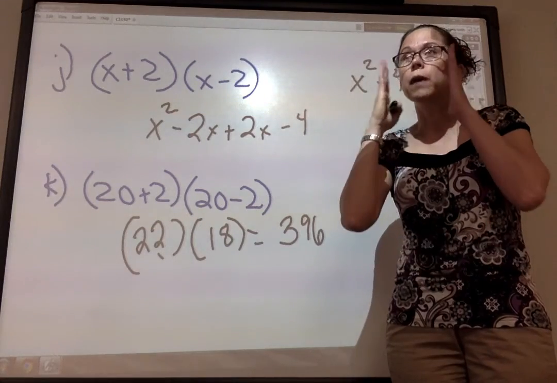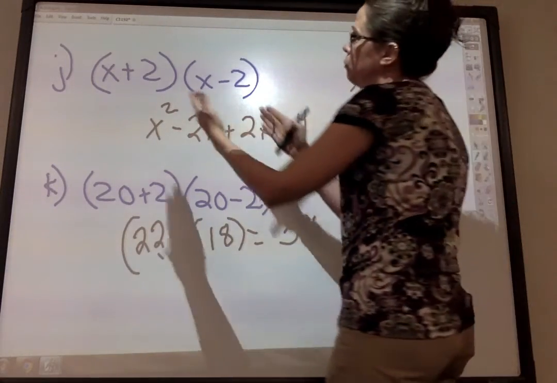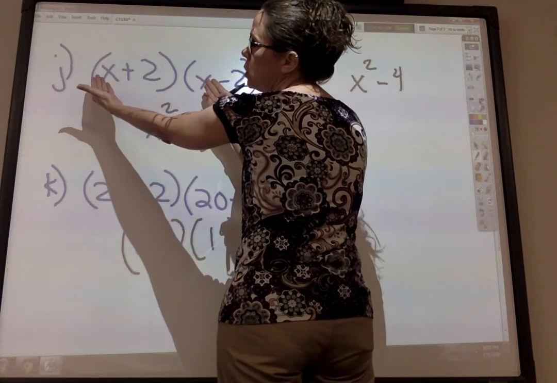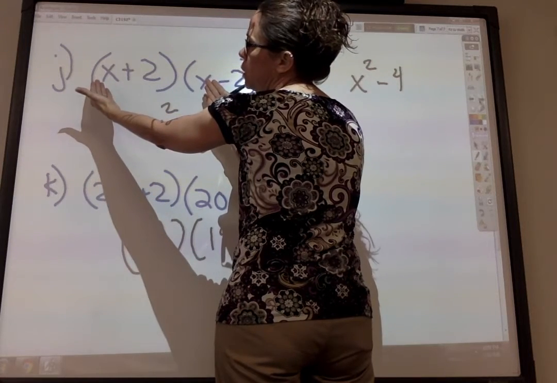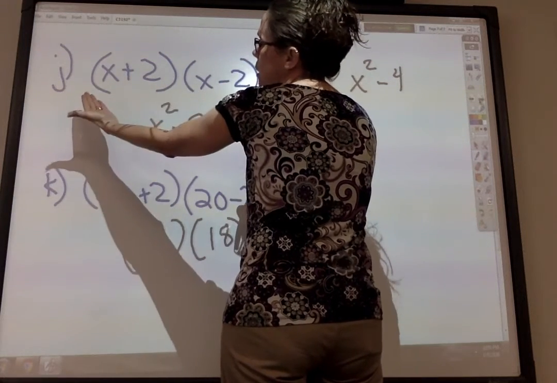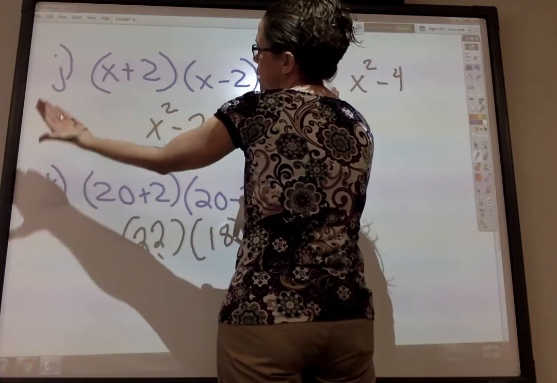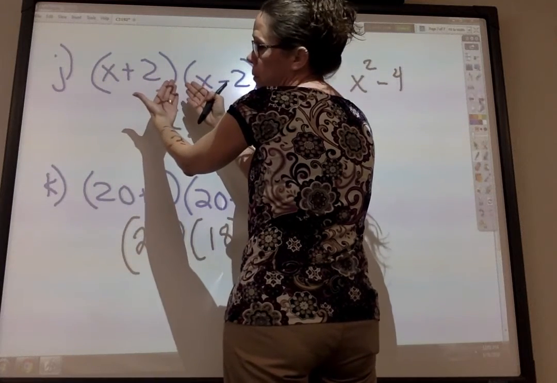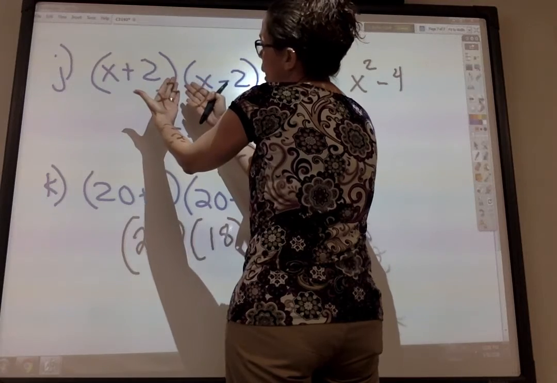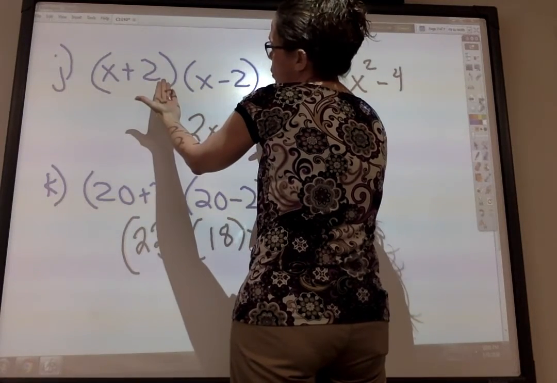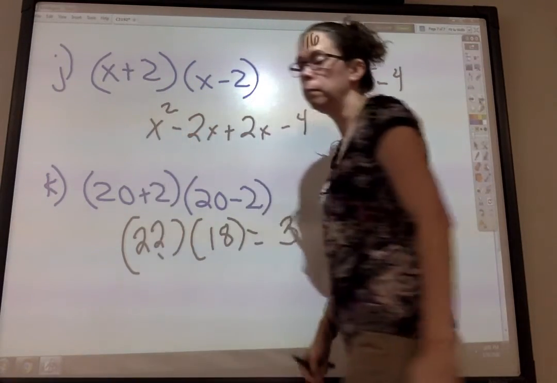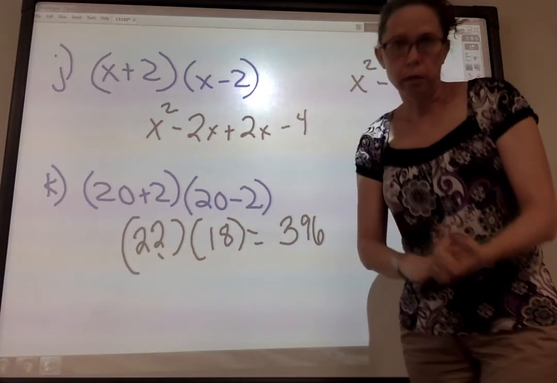The best way to get better at FOIL is to do it over and over and over again. You've got to memorize that F, the first, means the first of each binomial, first term of each binomial. Outside terms of each binomial. Inside is the inside terms of our expression, okay? And then last means the last terms of each binomial, okay? Practice, practice, practice, okay?